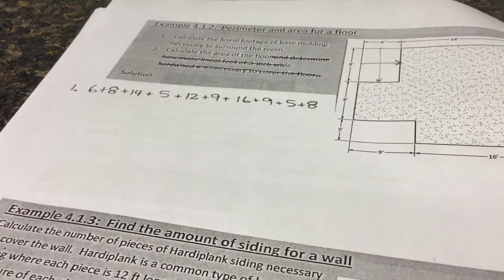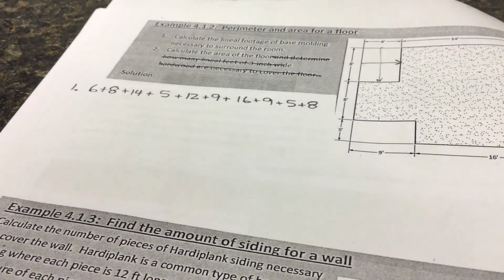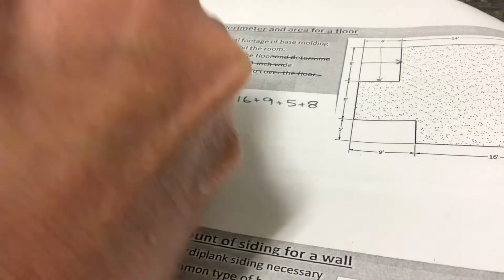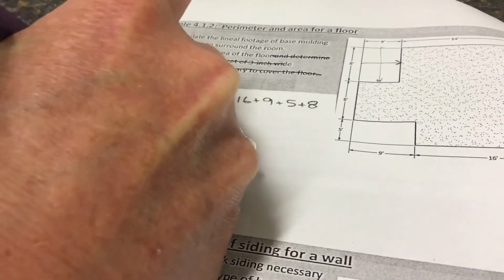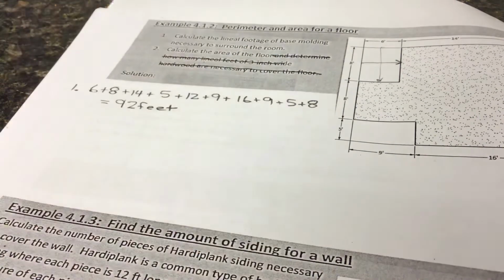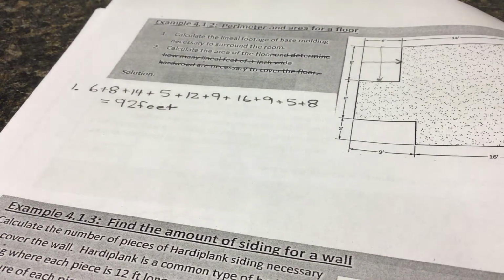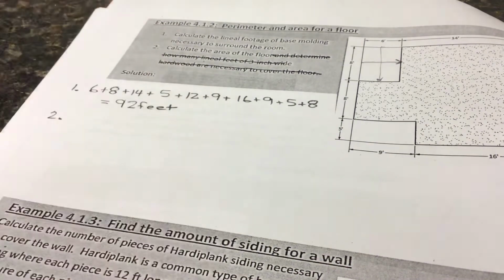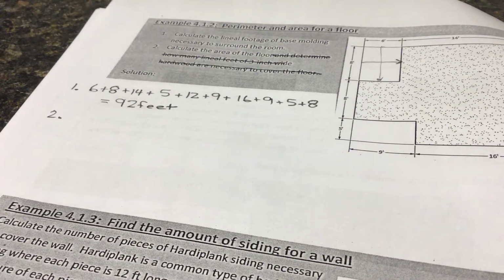I think I got all of them. So if we add all of those together, we get 92 feet. So we would need 92 feet of base molding to go the whole way around that room. Our next question says here, calculate the area of the floor.